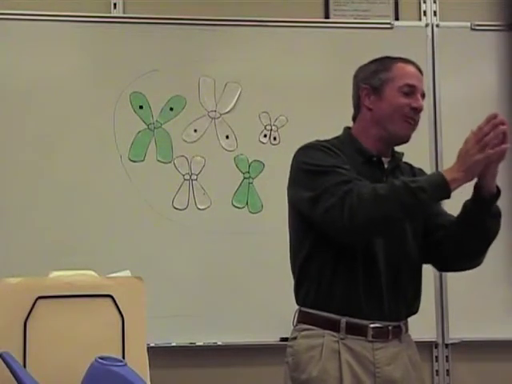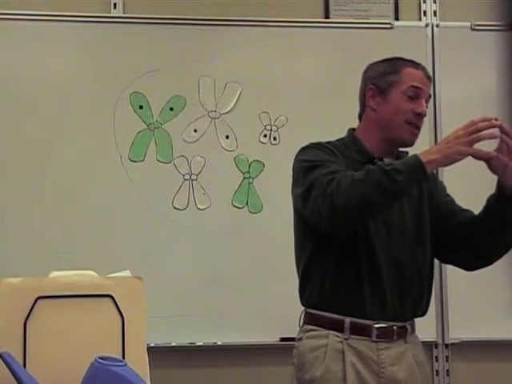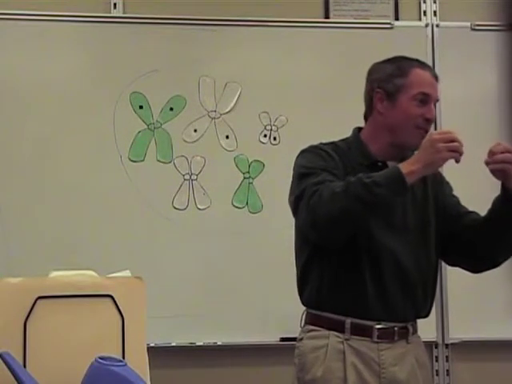Once they get a certain size, they don't have enough surface area, so they need to divide, and that gives them more surface area.